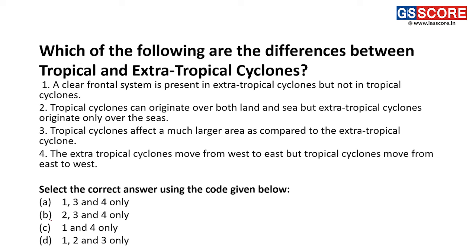Now, the next question is, which of the following are the differences between tropical and extratropical cyclones? Tropical cyclones and extratropical cyclones, which are also called temperate cyclones, you might have studied about. Now, statement 1 is, a clear frontal system is present in extratropical cyclones, but not in tropical cyclones.